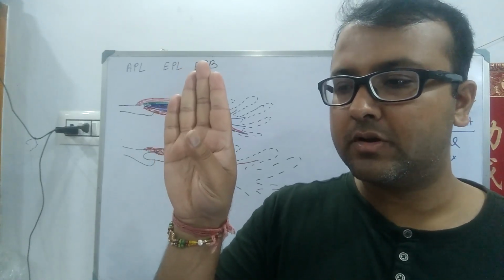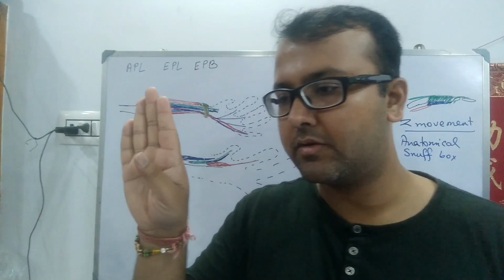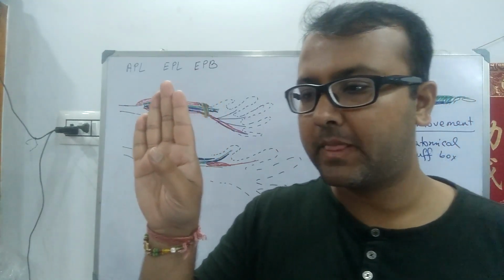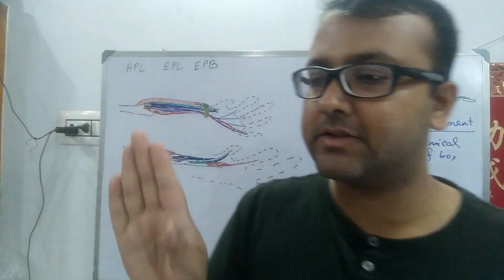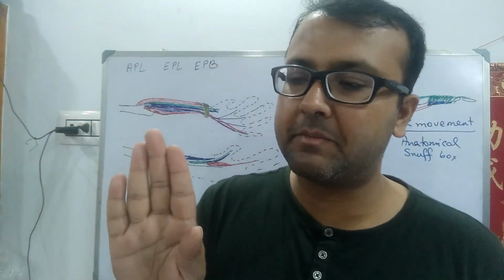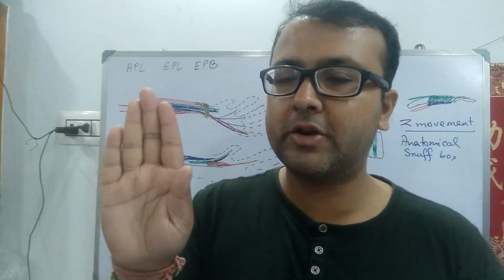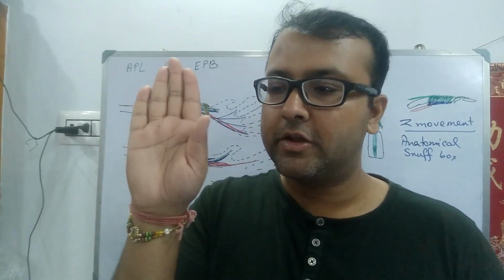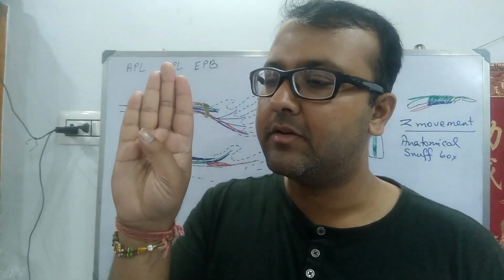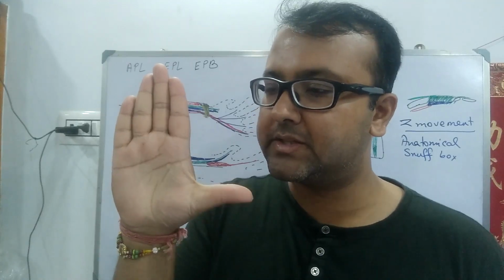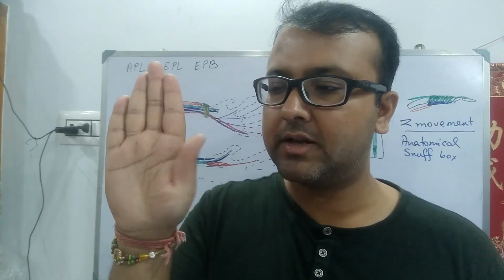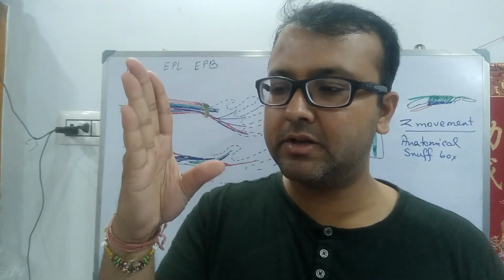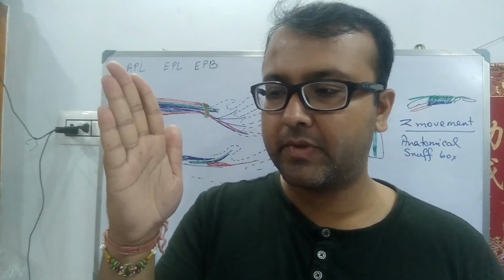Now, is it not the other way around? Like this one should be abduction. No, over here it is as I say. This function you should remember, only then will all the muscles that I'm going to tell you later be clear to you. This is flexing, this is extending, flexion, extension, and this is abduction, adduction.